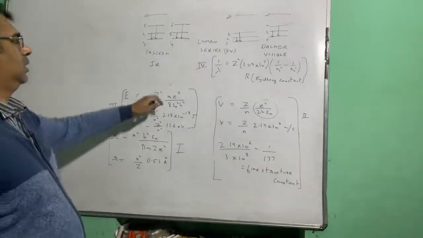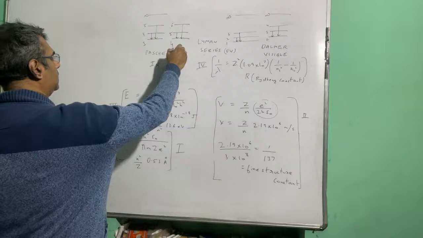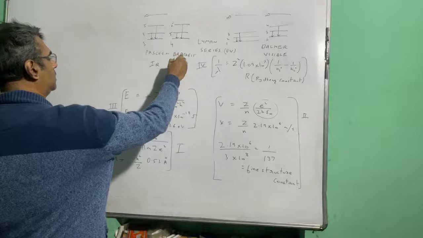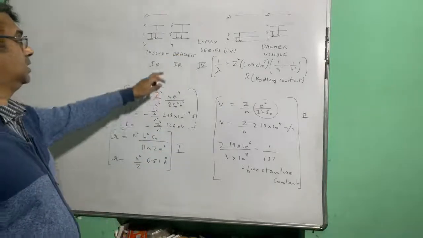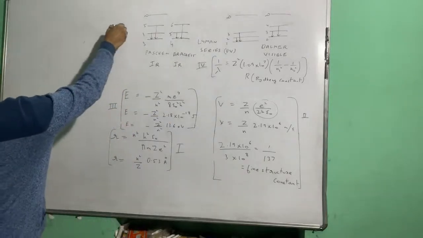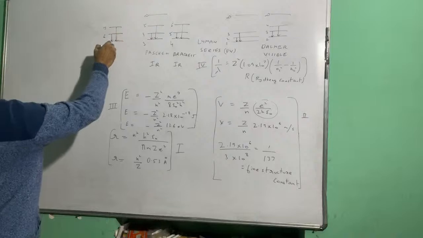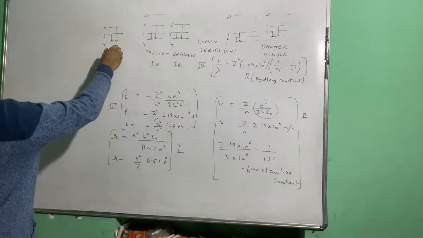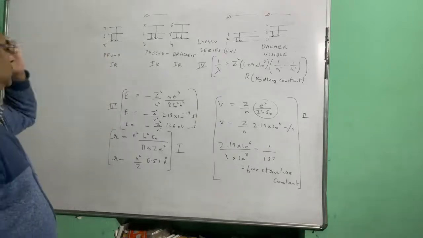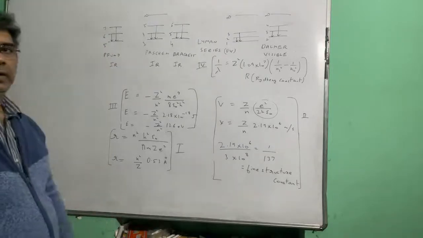Any transition which ends at n equal to 4, like 5 to 4, 6 to 4, is called Brackett series. So this is also infrared. Then any transition which ends at n equal to 5, like 6 to 5, 7 to 5, is called Pfund, and that is also infrared, right?